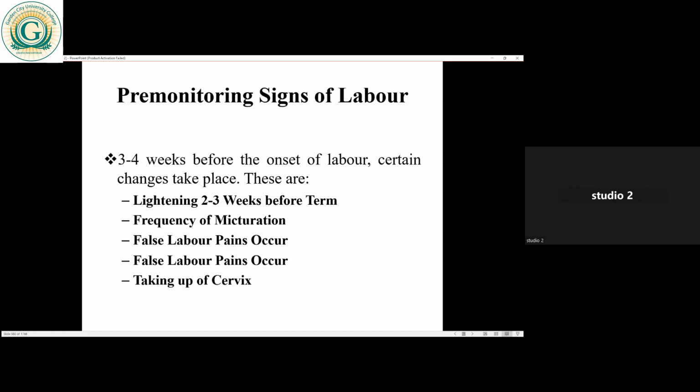So we have these signs, and when they occur and the woman complains to you or reports to you, you should know that they are not true labor pains, not labor signs per se, but they are premonitory. It means the labor is close. Lightening taking place 2 to 3 weeks before term, frequency of micturition, false labor pains, and taking up of the cervix. If this happens, then you should let the person know that she should prepare herself for true labor.